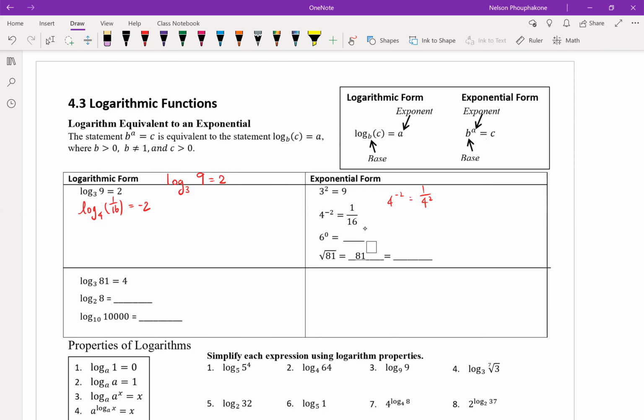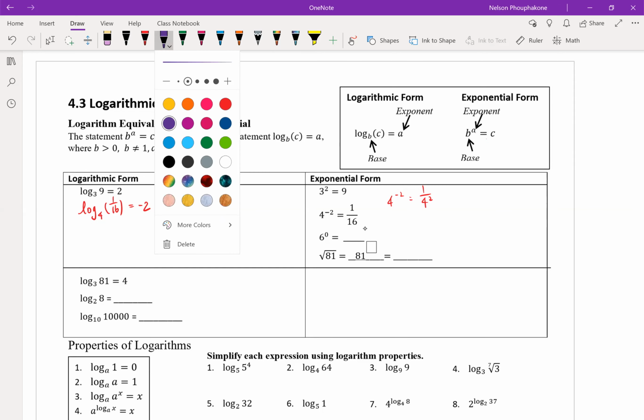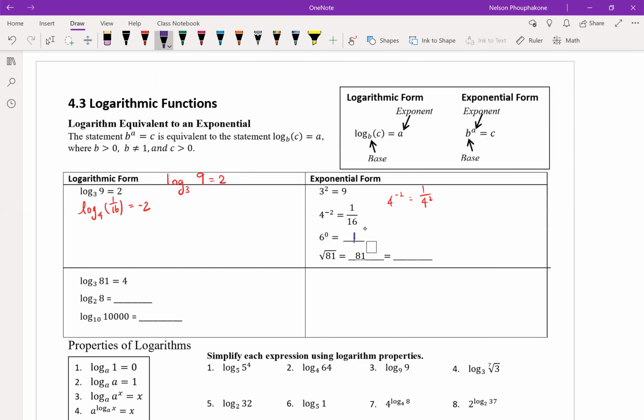Then now the next one. If I have 6 to the power of 0, we know that 6 to the power of 0 is 1. Then I will have log, what is the base? The base is 6, of the answer 1 is equal to 0, the exponent. And now how about square root of 81? We know that square root of 81 is basically 81 to the 1/2 power, and this is equal to 9. So in this case, I will have log base 81 of 9 is equal to the exponent 1/2.